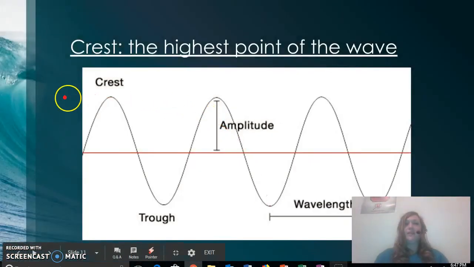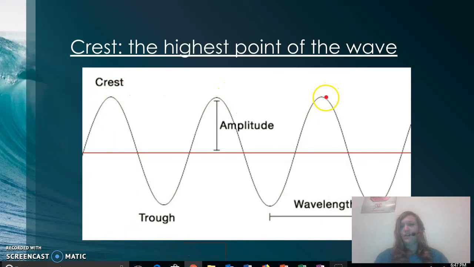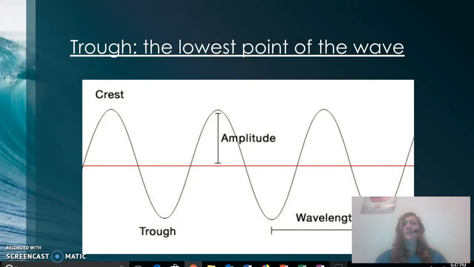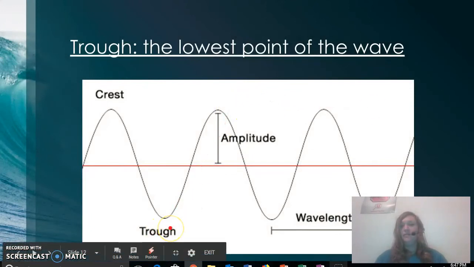So crest is the highest point of the wave, and yes, this is a crest, and this is a crest, and this is a crest, and there will be another one over here if it kept on going. Crest is always the top. So think of yourself hiking, and you're hiking to the top or the crest of the mountain. You've got that. Good. Okay. So hit pause if you need more time. Next one is trough. Trough is the bottom of the wave.